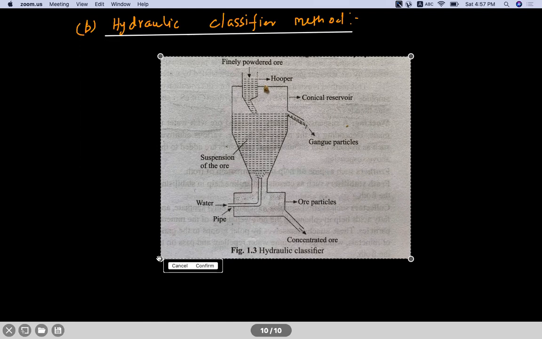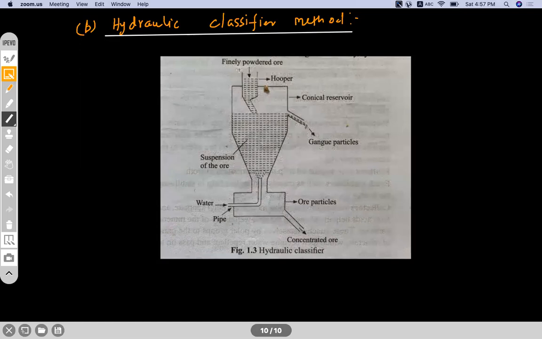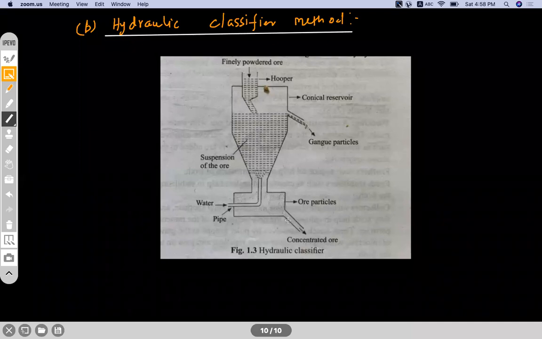So what we do here, we have a hopper, correct? From which we put the powdered ore into this entire system. And from the bottom, there's an inlet of water here. A high force of water will be there. So here it will get mixed, a suspension of ore forms over here, okay? And we keep on blowing water into this, right? So slowly the metal particles, the concentrated ore, since it has higher density, will settle down slowly, come back into this container, and we collect it from this outlet.